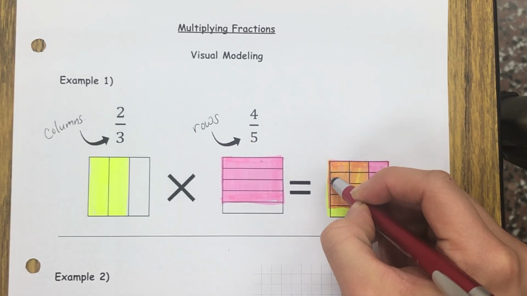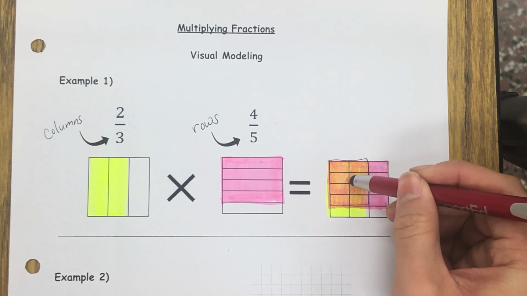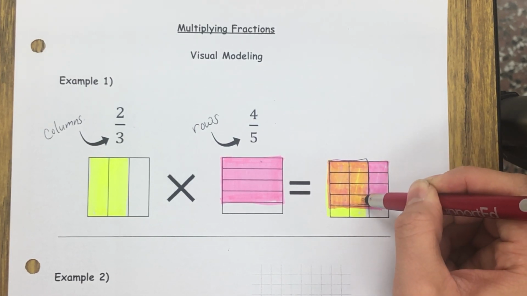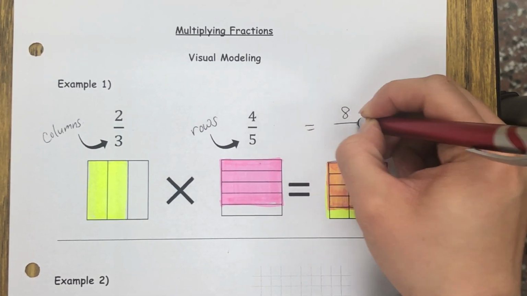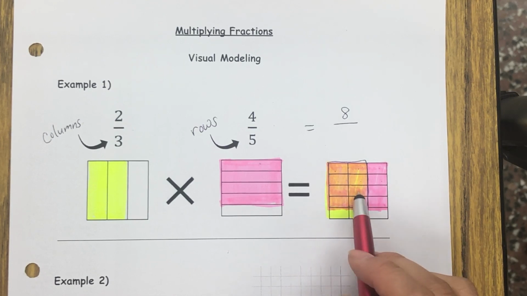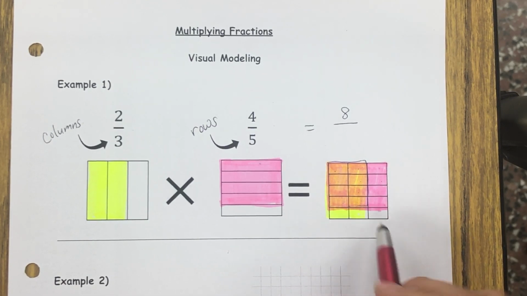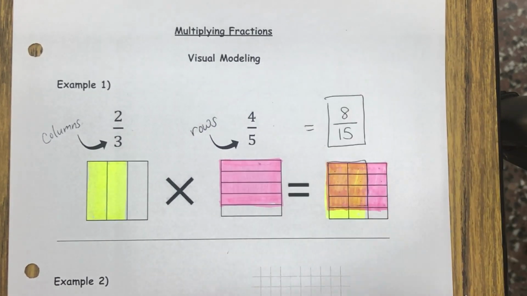You see this right here? This is where it kind of turned orangish. We have 1, 2, 3, 4, 5, 6, 7, 8 boxes that are double shaded. So our answer is going to be 8. Out of how many boxes are there total? 1, 2, 3, 4, 5, 6, 7, 8, 9, 10, 11, 12, 13, 14, 15. So my answer is 8 out of 15.